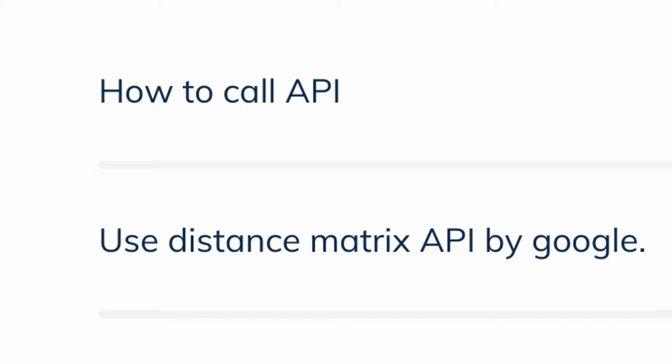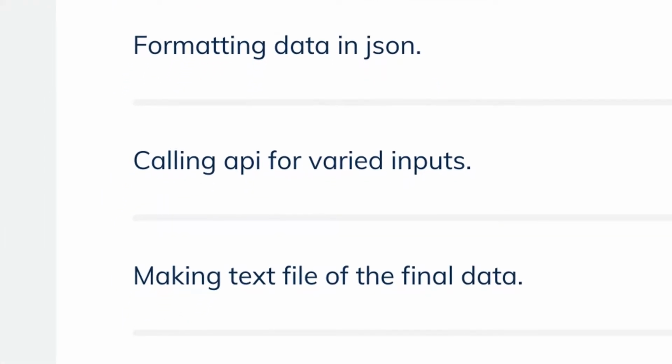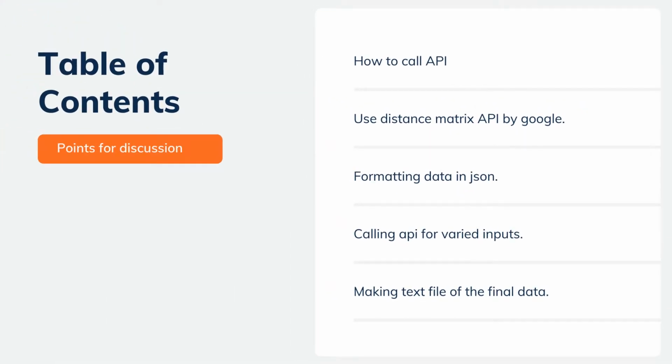The third thing is formatting the data in JSON. Google will give us the answer, but it won't give it in that simple way. That data will be in JSON format. So we are going to apply JSON techniques so that we can get the data which we want, that exact duration and distance. And also we are going to make a text file of the final data. If you want to send the final data to someone else, we will make a text file of it. So stay tuned and let's get started.